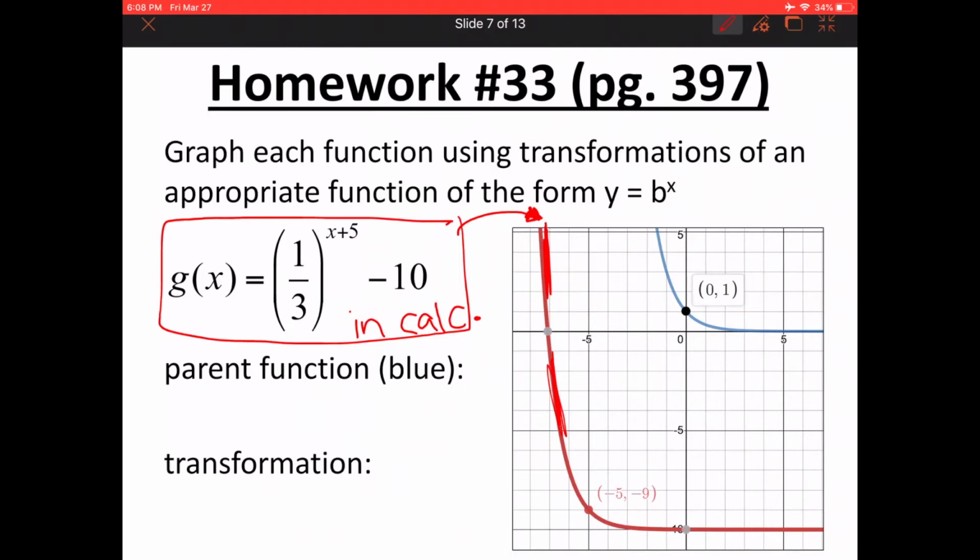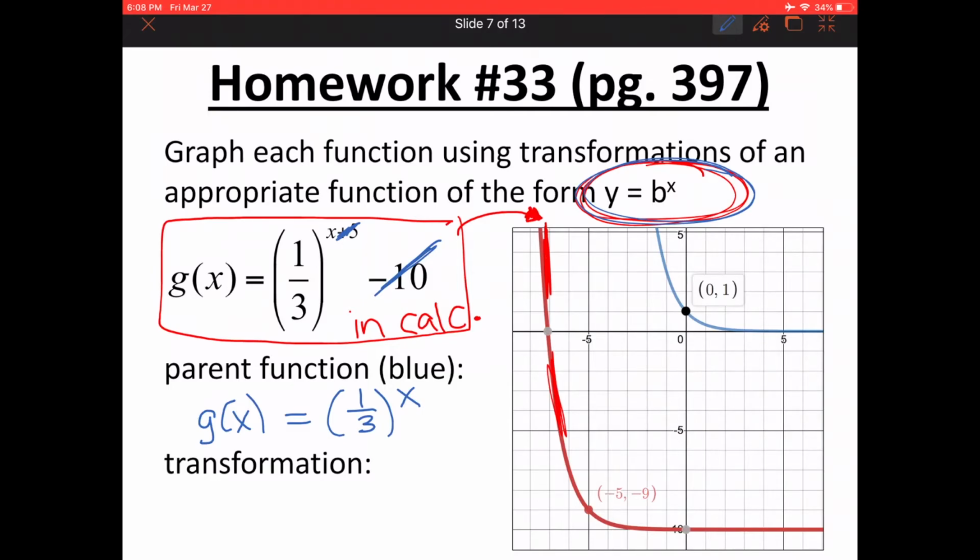And then we want to figure out what the parent function is. Remember, the parent function is in that form y equals b to the power of x. So let's get rid of all of the extra information that we don't need. That minus 10, I don't need. That plus 5, I don't need. So my parent function would just be g of x equals (1/3) to the power of x. And if we graphed that, then I end up with this blue curve here. Okay, this blue curve is my parent function.